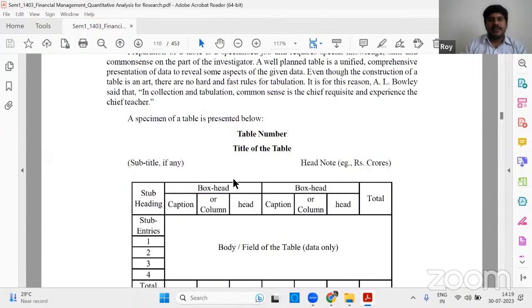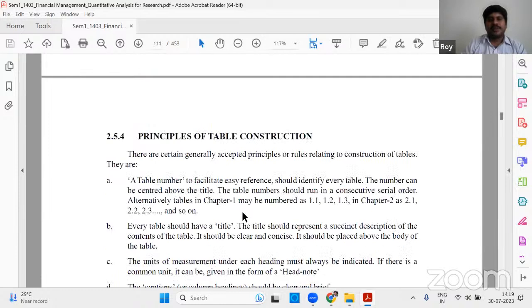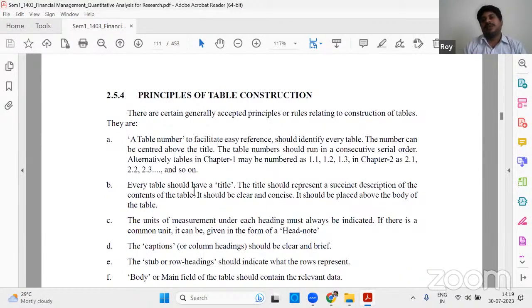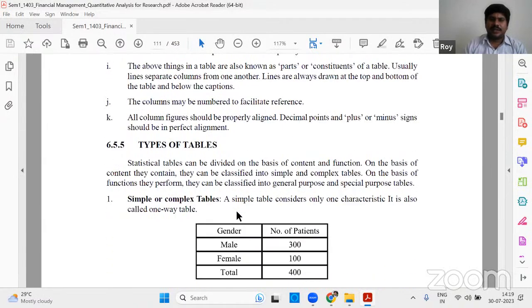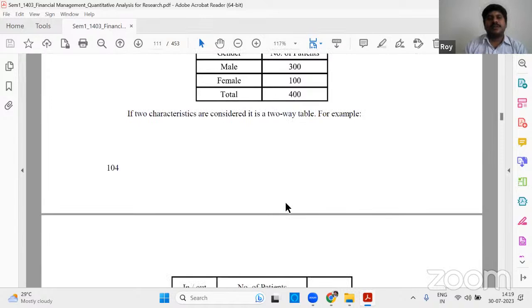Okay, specimen of the table. Principles of table construction: easy reference should be given for every table. We should write table number 1.1, 1.2, just for referring to it. Every table should have a title for that particular table. Columns, captions, all these things you can understand clearly. Types of table: simple or complex table.